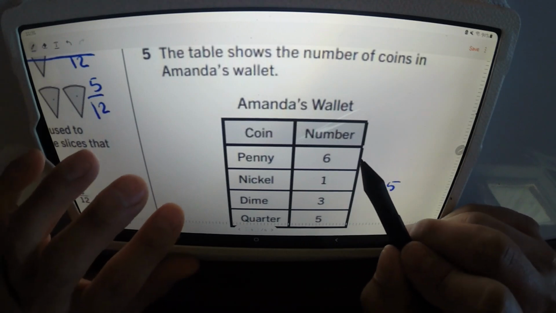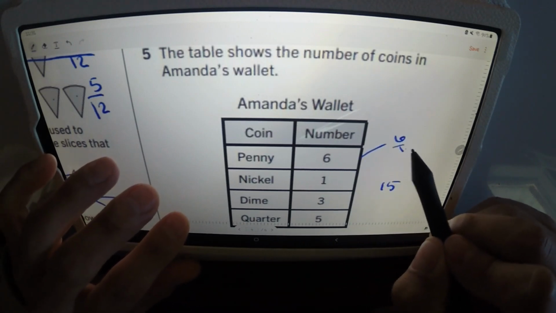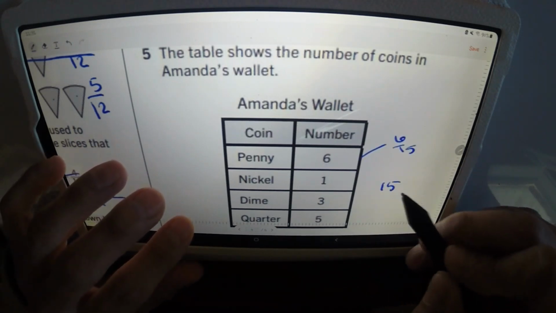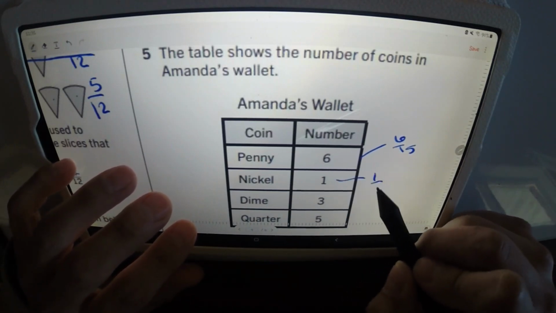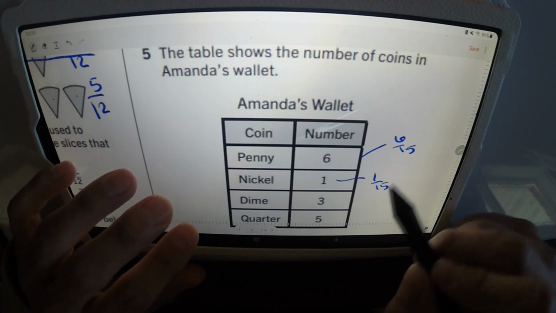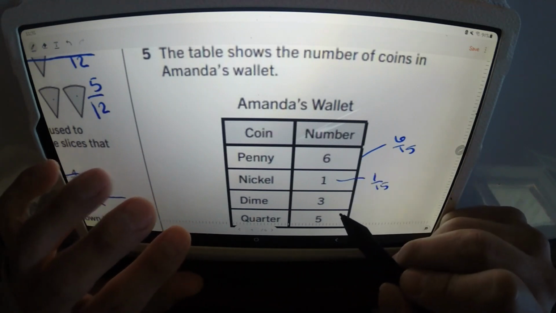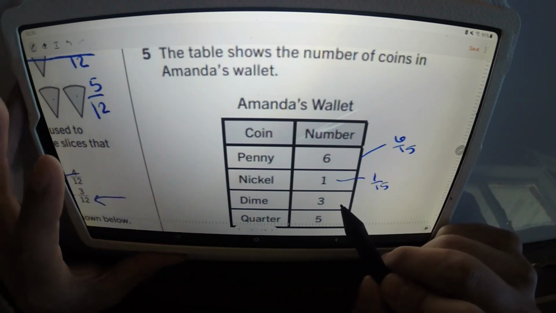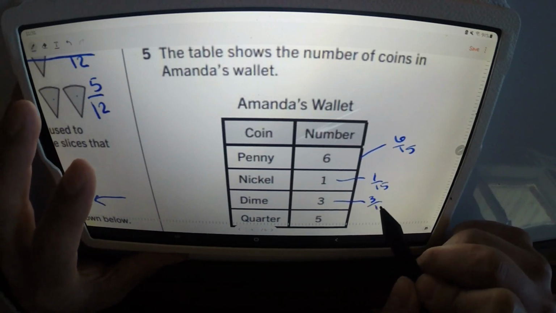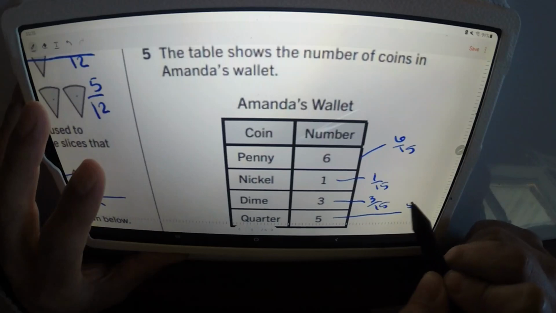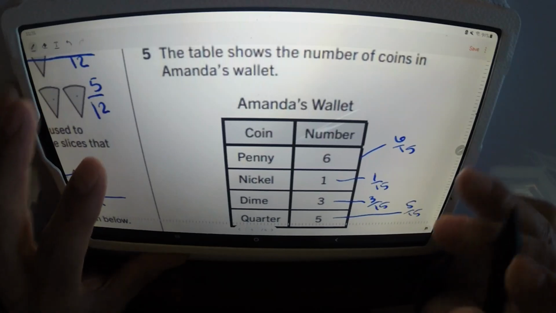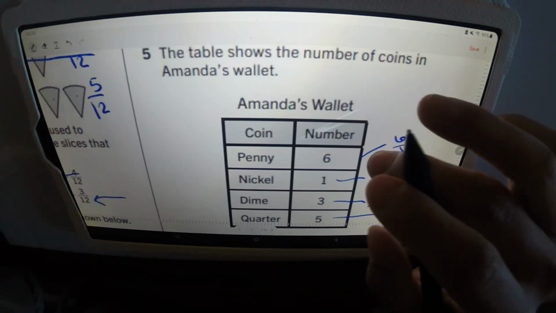All right. So 6 will be 6 over 15 because there's 15 total coins, right? 1 is 1 over 15, right? Because again, the denominator, the total number of coins, is 15. We figured that out earlier. Dimes are 3 over 15, and then quarters are 5 over 15, right? So this is how we make these into fractions.